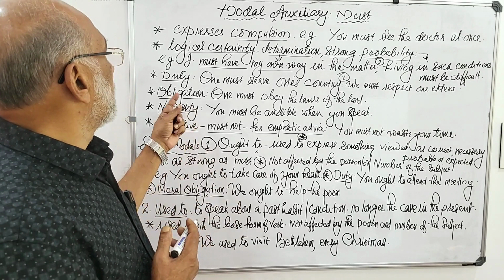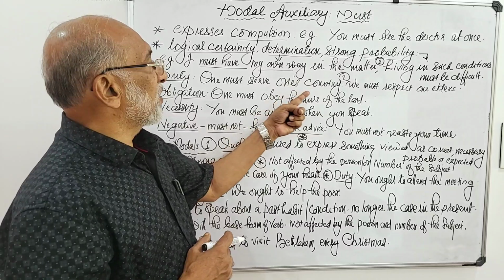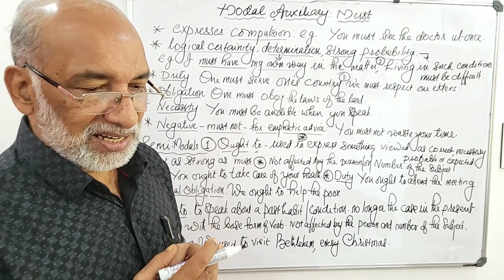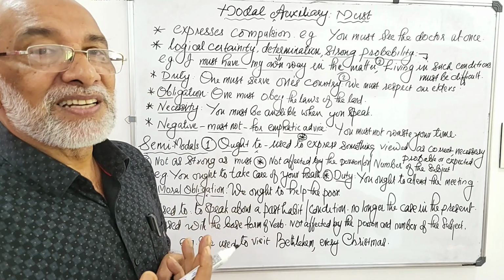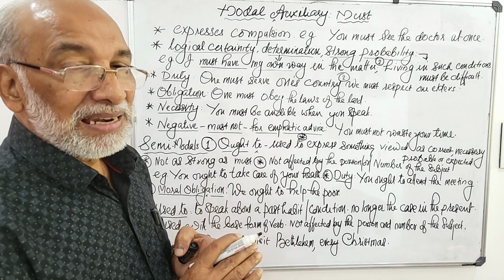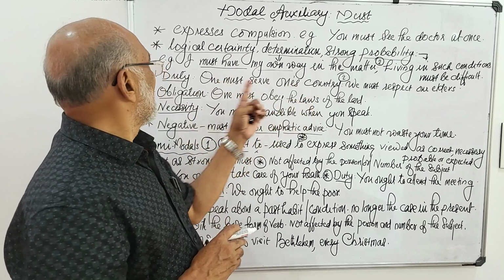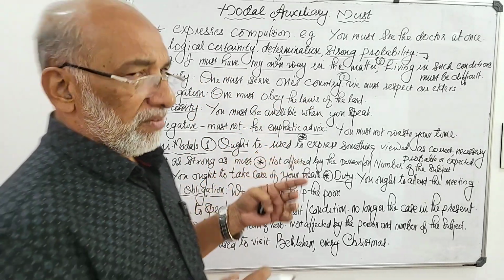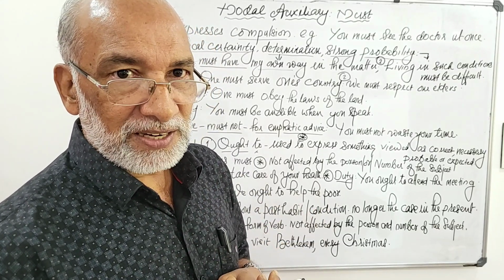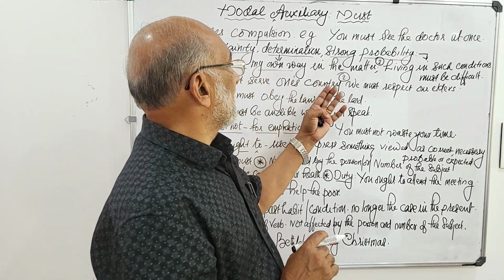Another use of must is to express duty. One must serve one's own country. That is our duty. In certain countries, you know, military service is compulsory. That means one must be trained to serve as a soldier. One must serve one's own country. It is one's duty. In a way, we are all serving our country. As a teacher, I am also serving my country. I am educating the people of the country. One must serve one's country.